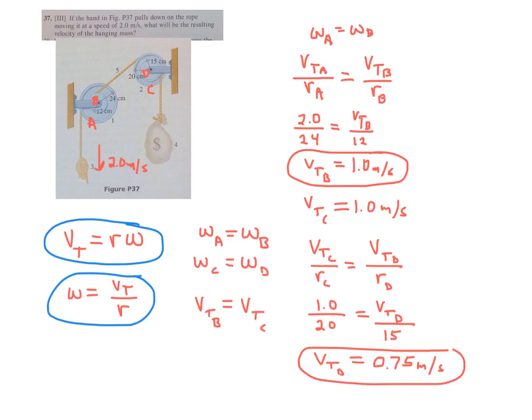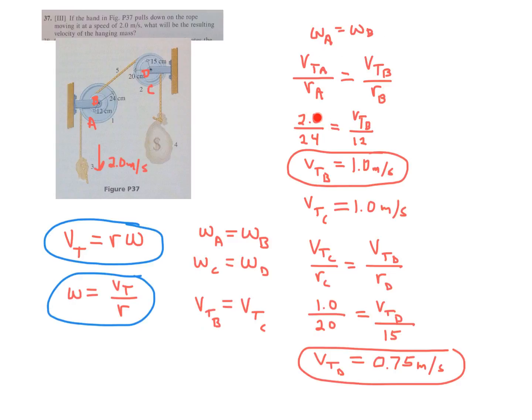So what I did is I started over on the left here. The hand is pulling down at 2 meters per second, but that's making the wheels A and B rotate at the same speeds. Wheel A and wheel B, same speeds. So the rotational speed is the tangential speed divided by the radius, which I have down here on the lower left, the tangential speed over the radius. So the tangential speed over the radius of wheel A equals the tangential velocity over the radius of wheel B. So I just plug in everything I know.